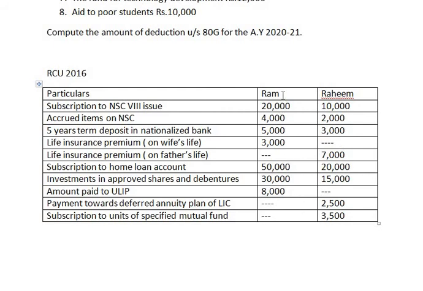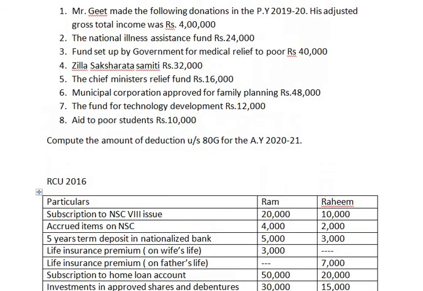Then you have to total the column of Ram, find it out, just compare the total amount spent with the maximum limit 1,50,000, whichever is less is deductible under section 80C. In case of Rahim also, total all, find out the qualifying amount, compare it with the maximum limit 1,50,000. So whichever is less is qualified for deduction of Mr. Rahim. So these are the two question paper problems which appeared in year 2016 under RCU.